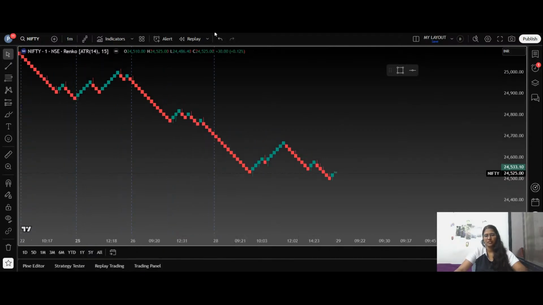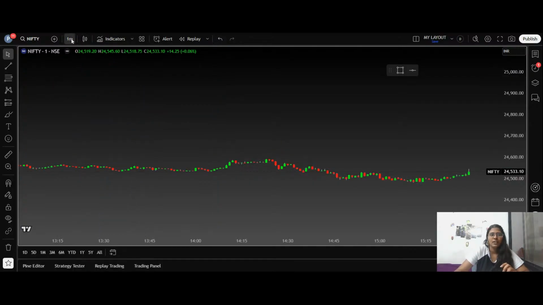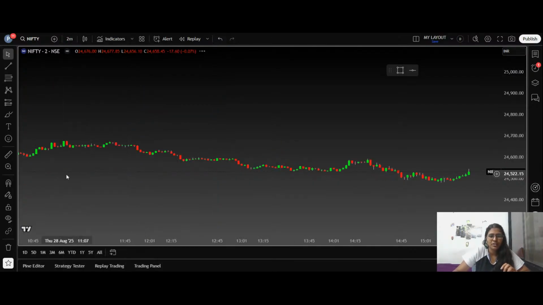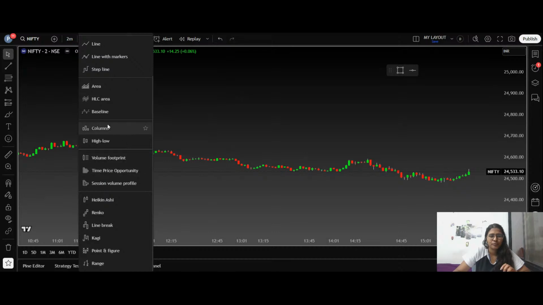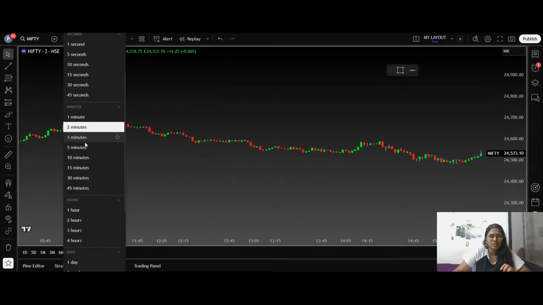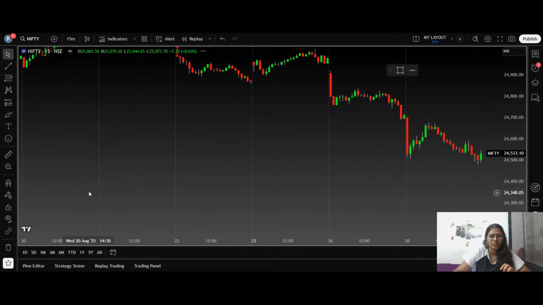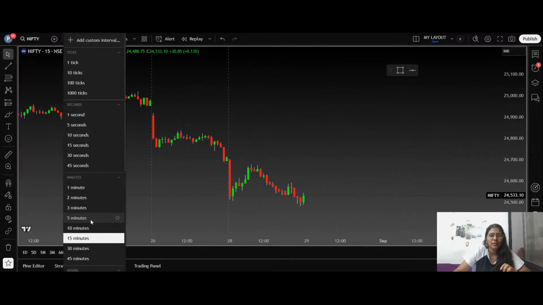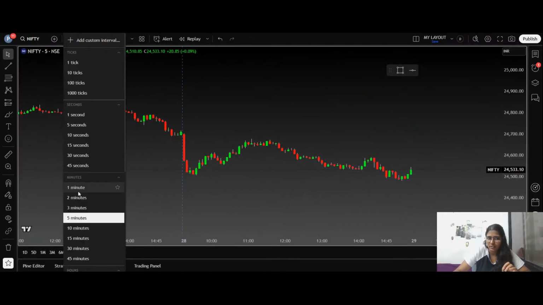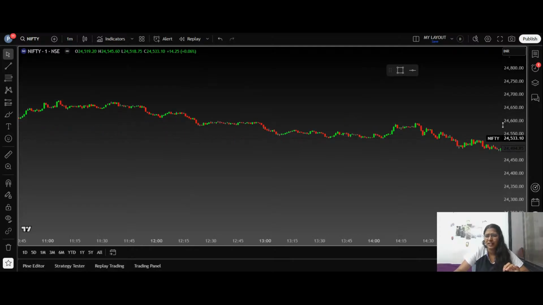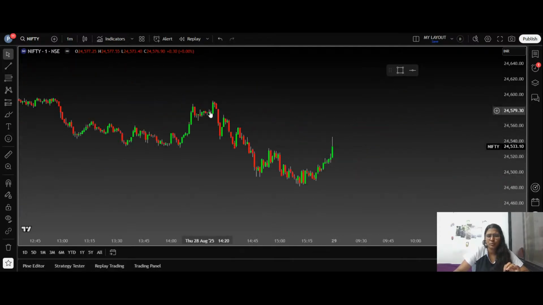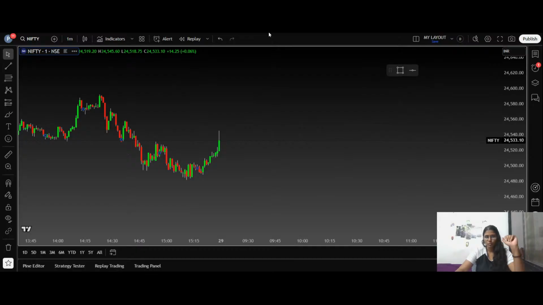So, what are Renko candles? In normal candles, we change the time frame, like 1 minute, 2 minutes, 3 minutes, 15 minutes, 5 minutes. In Renko candles, we can also change the time frame, but the Renko candle is a little bit different from the normal time frame. So, before moving further, I'll tell you what Renko candles are. I'll just recite it, then I'm going to explain it.